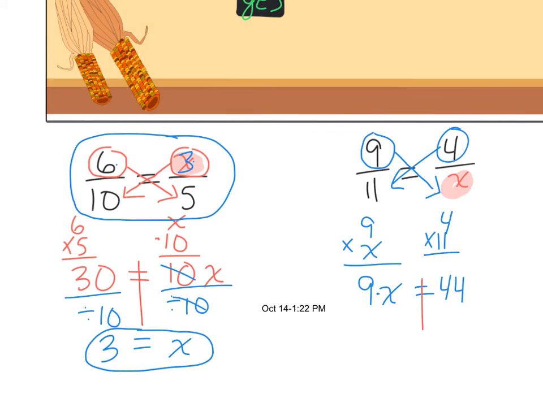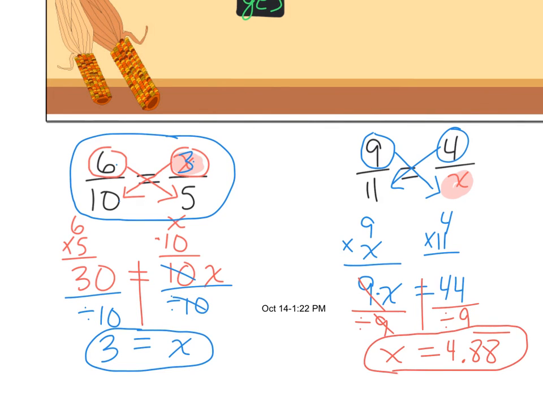Sometimes we end up with fractions as our answers. And my last step is to divide by whatever number's attached to your x. So in this case, I'm going to divide by 9 on both sides. My 9s cancel out, and I'm left with 44 divided by 9 is 4.88, and this 8 keeps on repeating, so we can put a line over the top of those 8s. Or you can just leave it as 2 numbers after the decimal. I would be okay with that for your practice on Thursday.